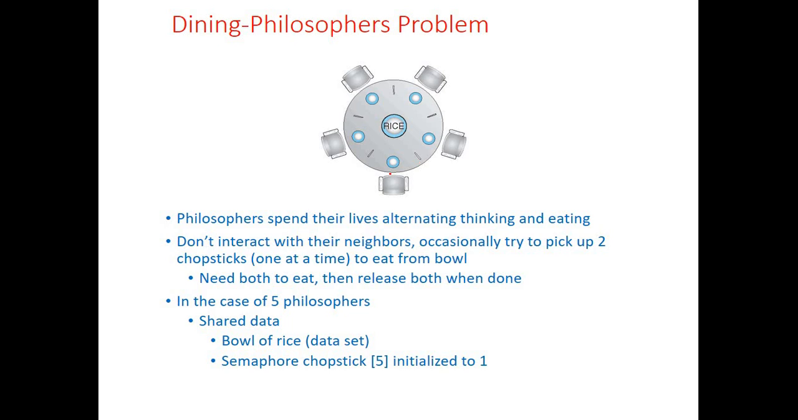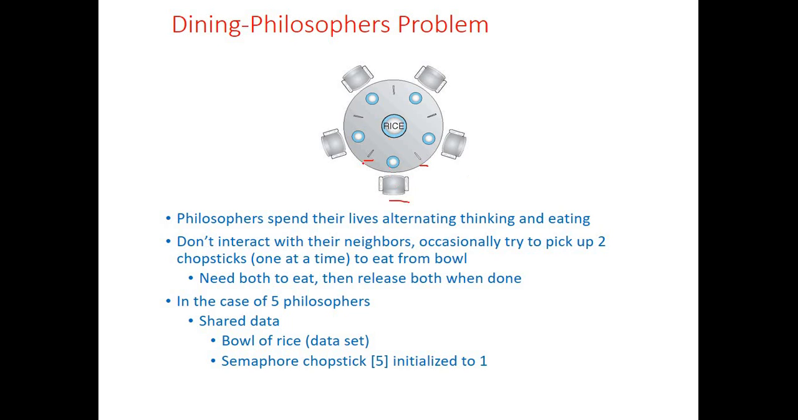The philosopher may be in the thinking state, the hungry state, or the eating state. If the philosopher is in the thinking state, he doesn't make use of the chopsticks and the rice. When he is hungry, he will enter the eating state. So when he wants to eat, he has to pick the chopsticks on the left and right hand side of the philosopher. Then only can he take the rice from the bowl and enter the eating state.